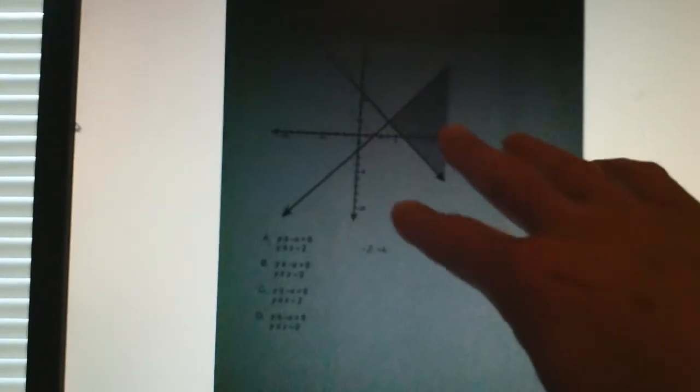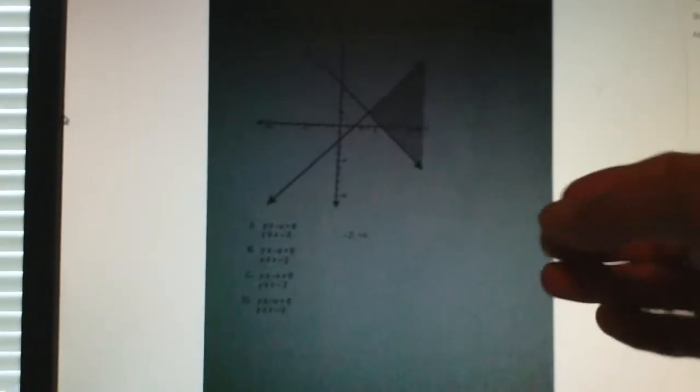Okay, this problem right here: the shaded region of the graph below represents the solution to which of the following systems of inequalities? All right, so an inequality is the same thing as an equation, kind of, except instead of equals, you have greater than or less than.